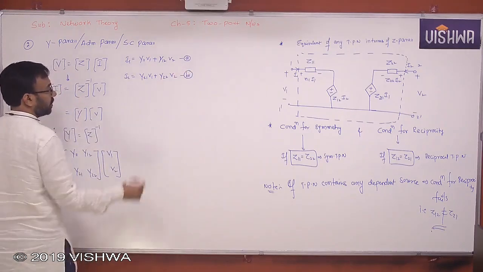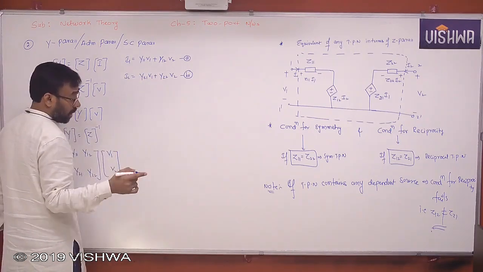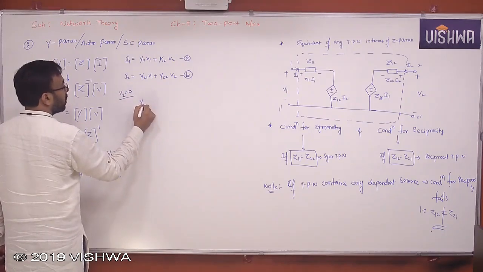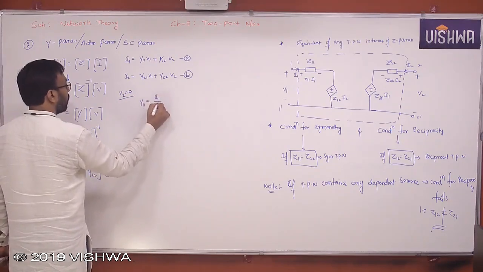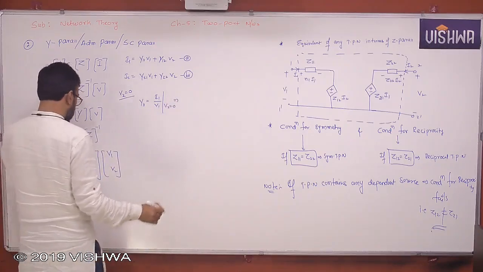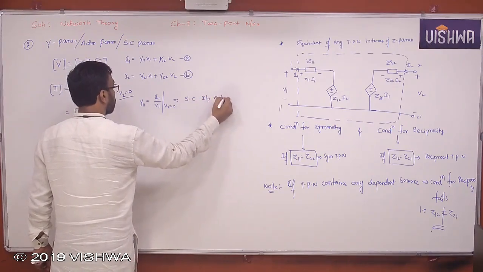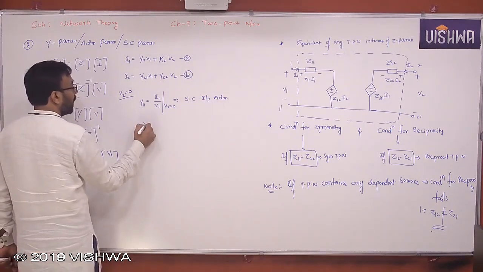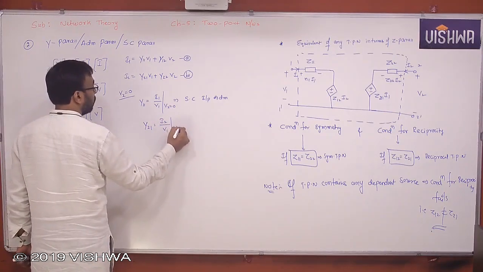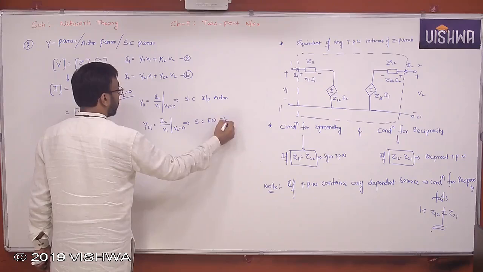Now let us define. What is Y11? When V2 is 0, you will get two parameters. When V1 is 0, another two parameters. So therefore, let me put V2 as 0 first. So what do you get here? Y11 is equal to I1 by V1 when V2 is 0. You call it short circuit input admittance. Y21 is I2 by V1 when V2 is 0. Short circuit, let us say, forward transfer admittance.